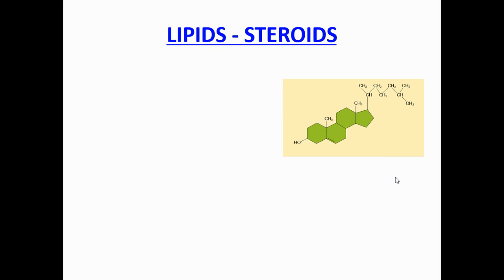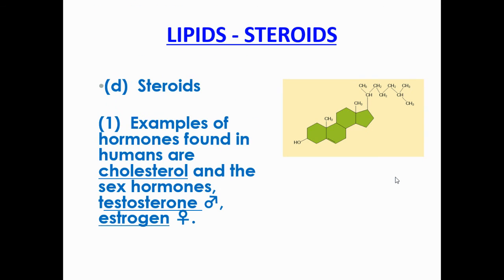The last type of lipid is a steroid. Most people don't think of steroids as being lipids, but they are. Examples of this would be hormones found in humans like cholesterol or the sex hormones testosterone and estrogen.